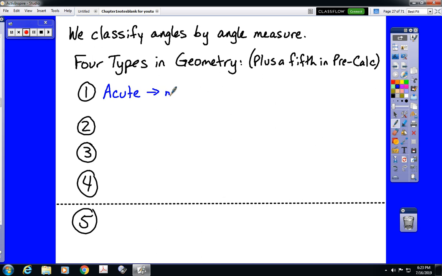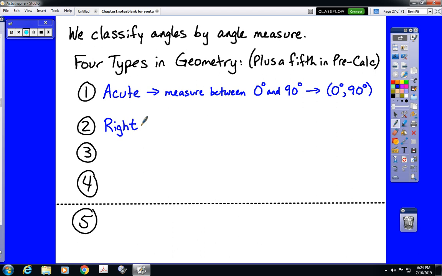which is where the measure is between 0 degrees and 90 degrees. Using set notation, that would be from 0 degrees to 90 degrees, and it does not include 0 or 90. Okay, a second type would be the right angle, which is where the measure is exactly 90 degrees.